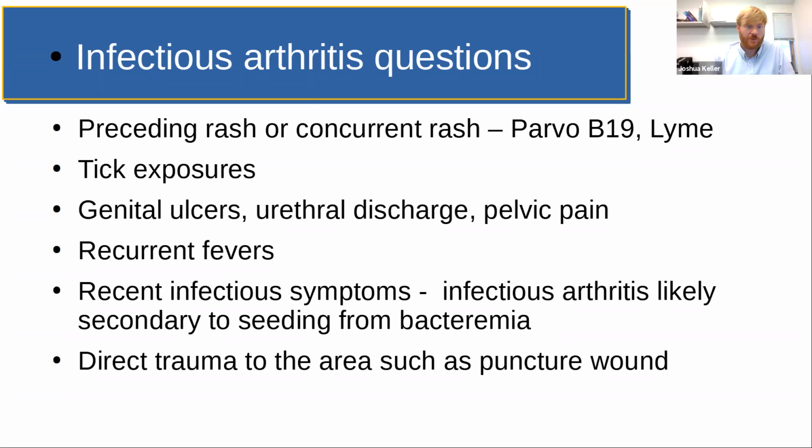In terms of gonorrhea, chlamydia, and syphilis, you want to ask about genital ulcers or lesions, urethral discharge, pelvic pain, recurrent fever. So just think also about things like SBE, which can cause inflammatory arthritis as well. And that's another thing with bacteremia: you can have recent infectious symptoms as well, causing a seeding of that bacteria into the joint.